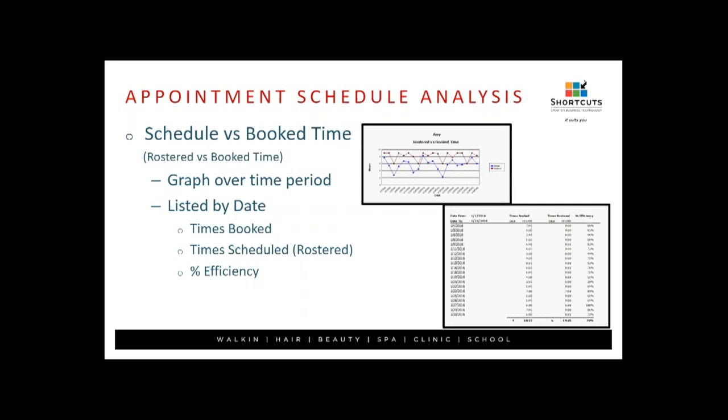As you can see, the graph is over a time period and you can select that time period. And then there's a list by date. So you can also get a list by date, and that shows times booked, times scheduled or rostered, and then that shows the percentage of efficiency. So it's well worth looking at this to make sure that you're getting the most out of your staff. So as you can see, Amy's been about 70% efficient, but hopefully we can do a little bit more to improve that.